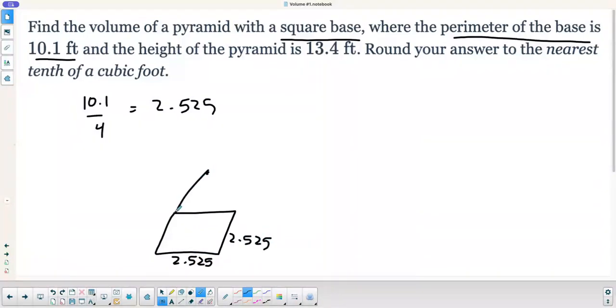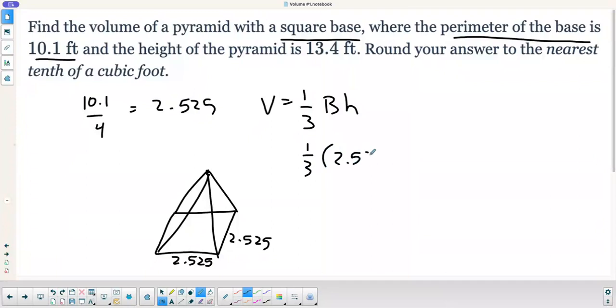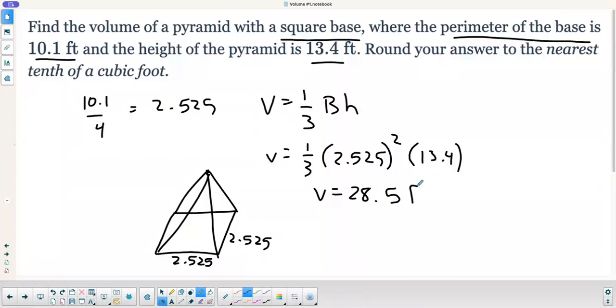So then your pyramid comes up here. Your formula is volume equals 1/3 area of the base times the height. So it's 2.525 squared times the height, which is 13.4. So I end up getting my volume is roughly 28.5. And we have units on this time, so it's cubic units.